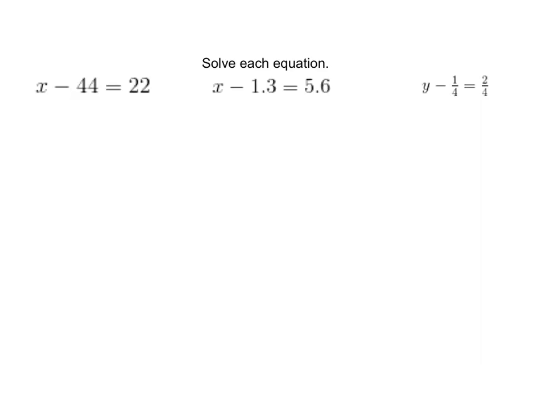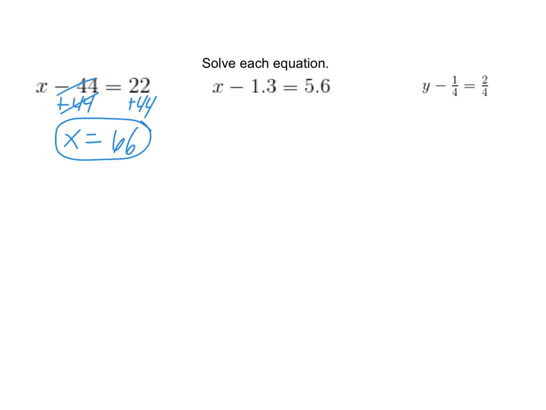A few more examples here. We've got x minus 44 equals 22. To undo minus 44, we add 44, and we do that to both sides. Cancels on the left, leaving just x. 22 plus 44 gives me an answer of x equals 66.